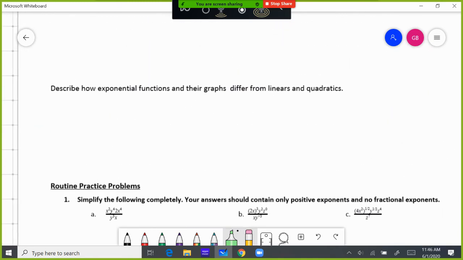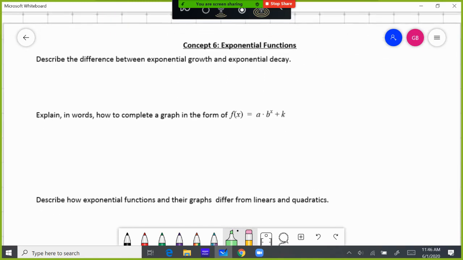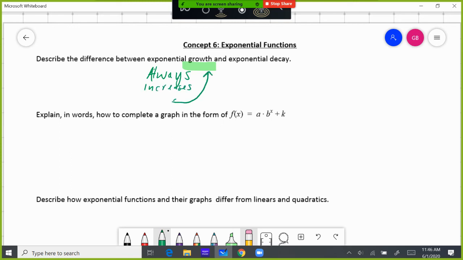Okay, this is the last concept we're going to go over today. Concept 6, exponential functions. Describe the difference between exponential growth and decay. So for growth, it always increases, and the graph looks like this. For decay, this one always decreases, and the graph looks like this.